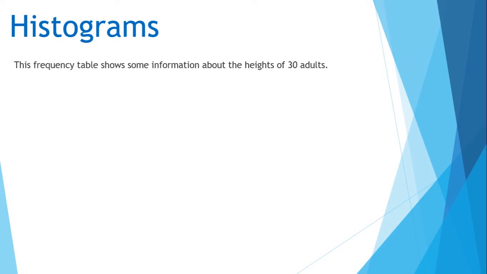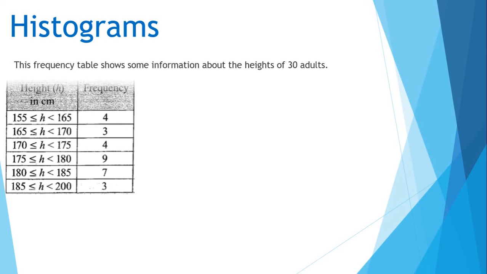This frequency table shows some information about the heights of 30 adults. So let's find the frequency density using the formula. Here our frequency is 4 and class width is 10. Class width means the difference between 155 and 165. So it will be 0.4.